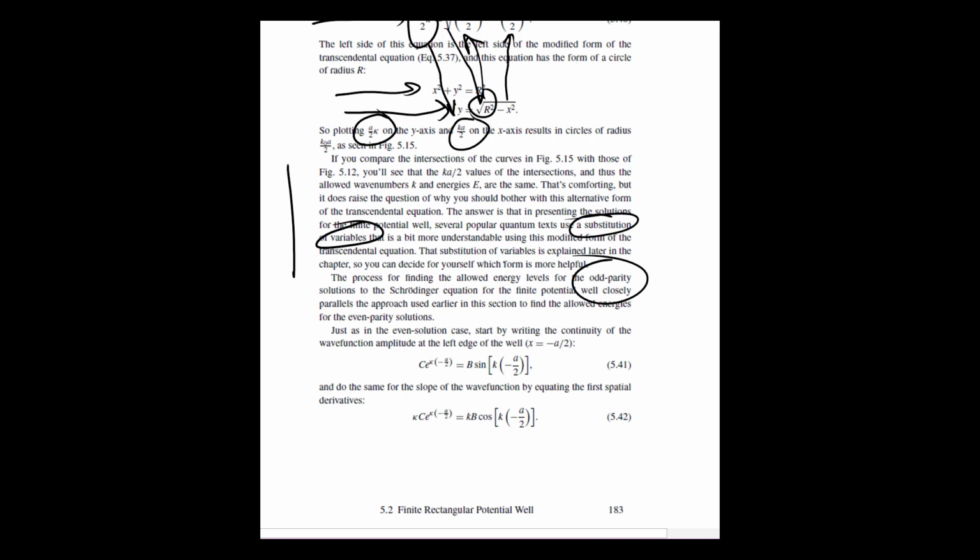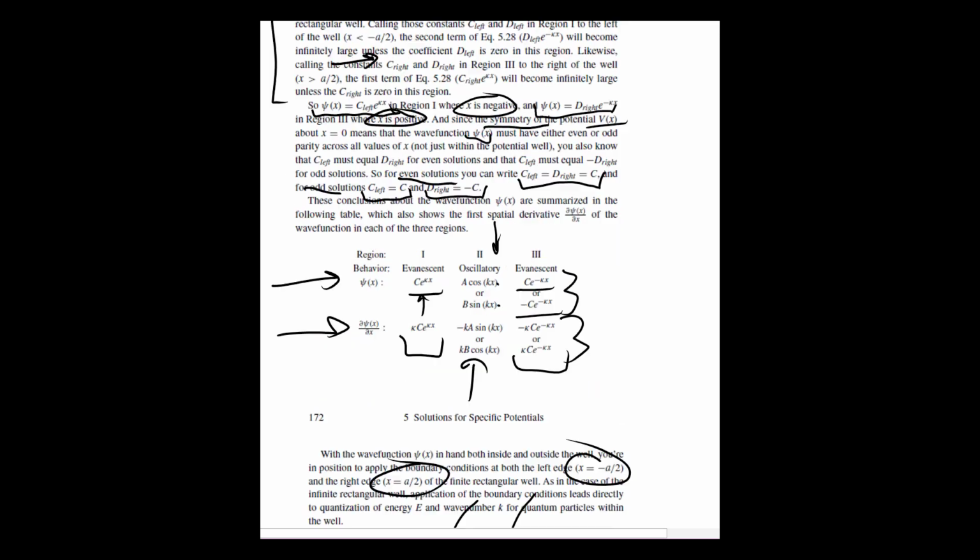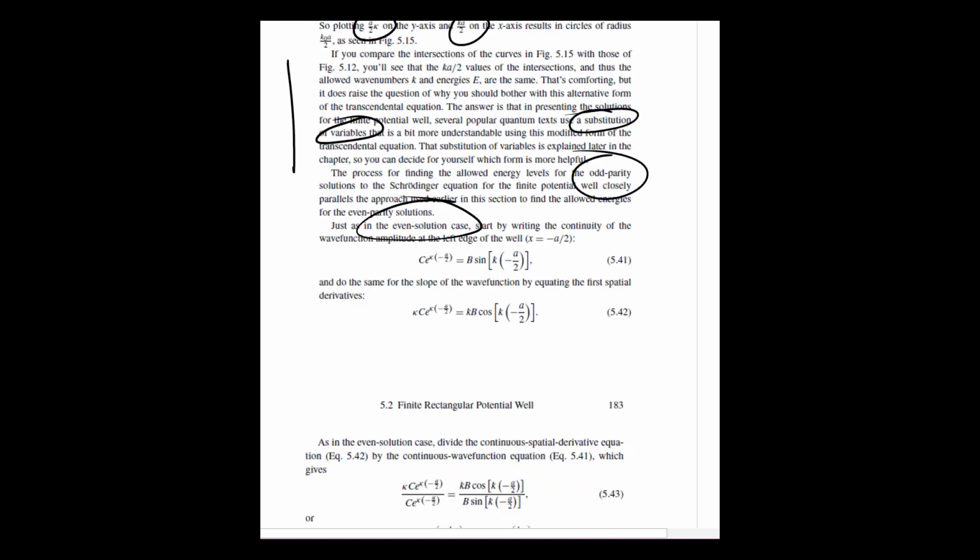So how are we going to do that? The same process we used for the even solution case. Start by looking back on our table of solutions within and outside the well. Here's our table. I've written all over it, so I'll clean it up. So now we're going to use this odd solution, b sine kx, for which the slope is kb cosine kx. At the left edge of the well, there's the equation for continuity. That is, this is outside the well, this is inside, and here's the slope, that is the derivative of those, outside and inside.